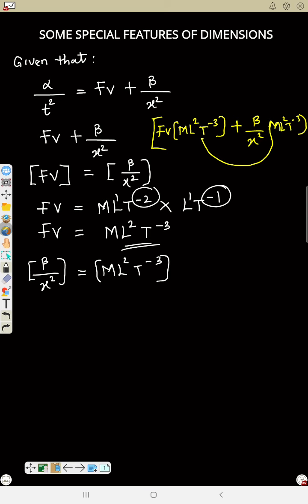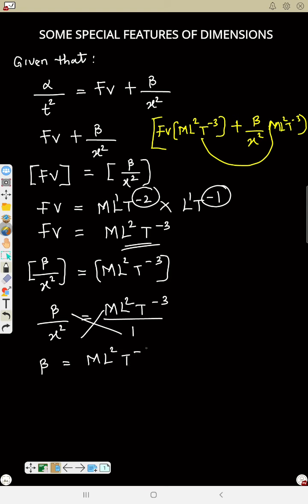Now from here we can cross multiply. Let me make it clear: b over s squared is equal to ml squared t raised to power minus 3 over 1. So you now cross multiply. If you cross multiply, beta is equal to ml squared t raised to power minus 3 times x squared. You know we are cross multiplying, so beta times 1 will be equal to s squared times this.